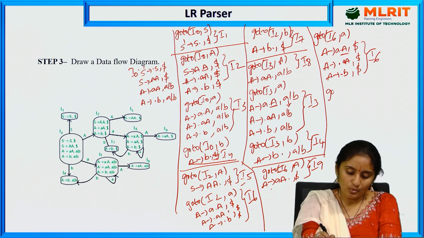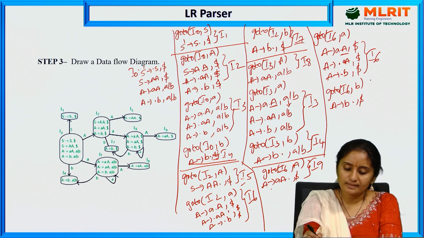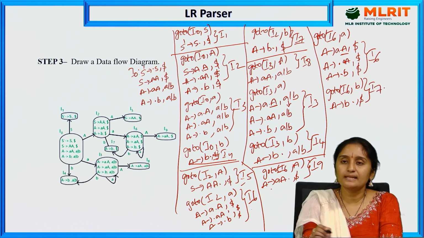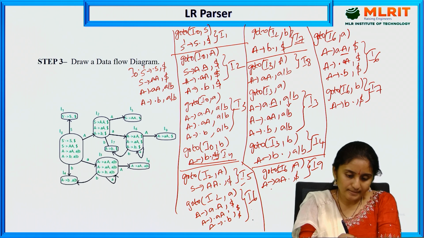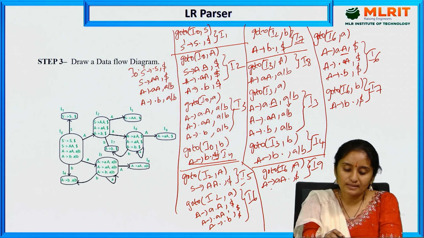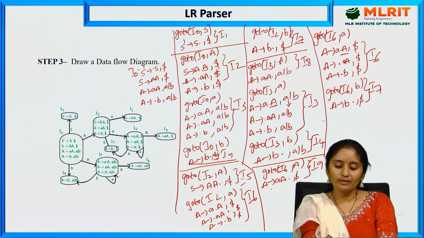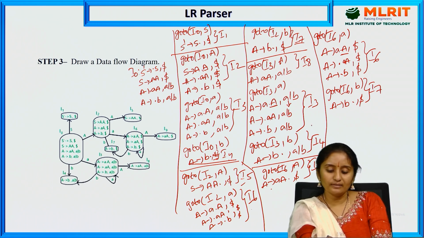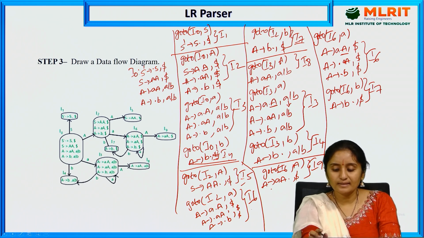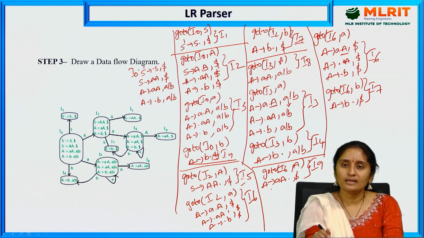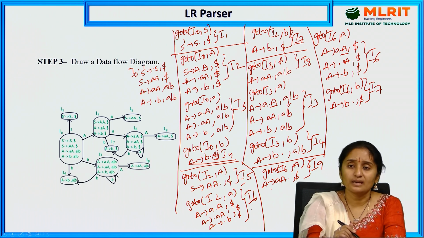Next, go to I6 comma small b. A tends to b dot comma dollar. B dot comma dollar is existing already. It is I7. I6 is completed. I7, b dot, it is ended. I8 is completed. I3 already exists. We have applied the goto function on I3, so it is also done. I6 completed, I7. No new states are there. So these goto function applications will be done.